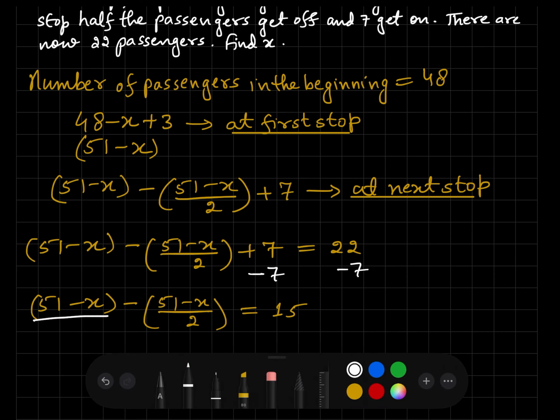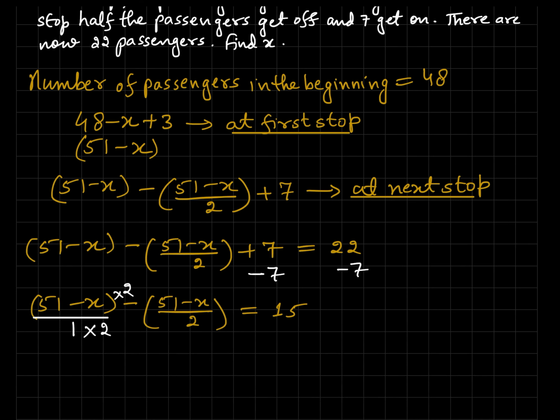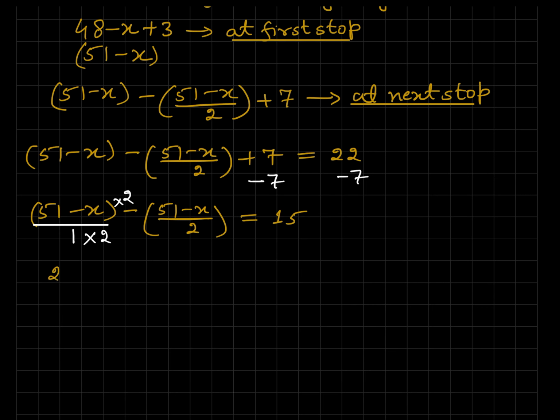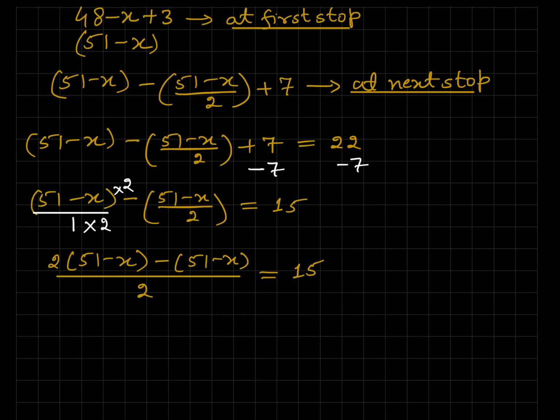Now we have to solve this left hand side part. We can consider this as upon 1, and then, making denominators equal, we can multiply by 2 up and down. So here will be 2 times (51 minus x) minus (51 minus x) over the common denominator 2 is equal to 15. See, this is 2 times (51 minus x) minus 1 time (51 minus x). We can say that this is (51 minus x) over 2 equals 15.